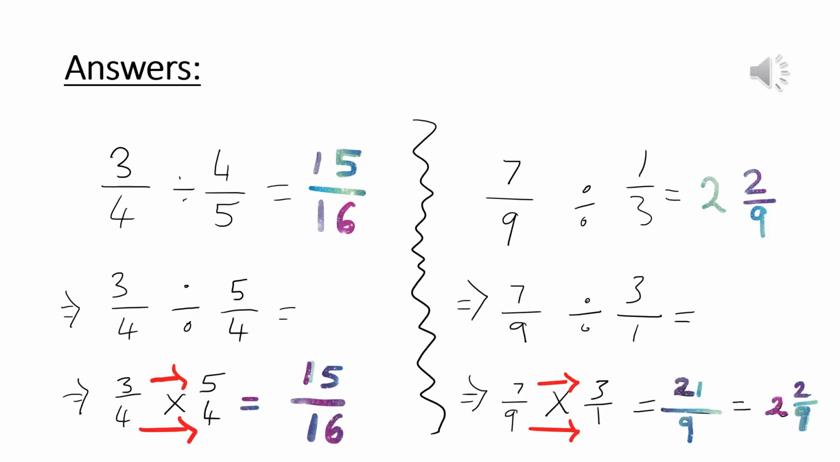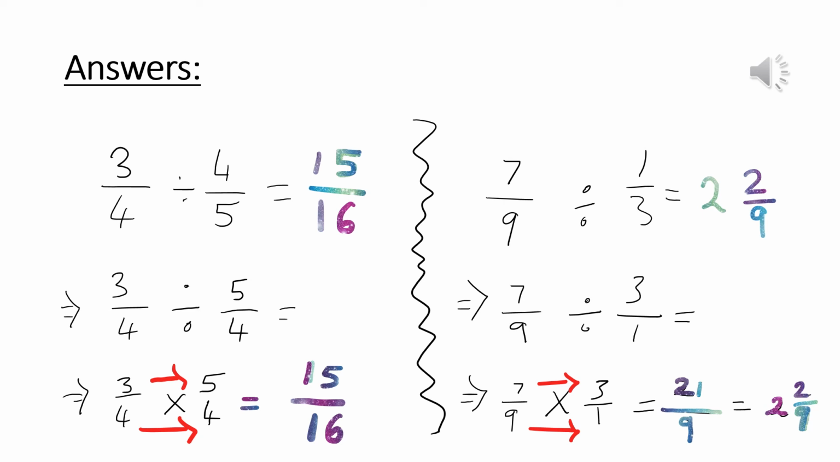So here we have the answers. If you don't want to look at the answers, press pause, rewind, close your eyes, do something. Now, I'm going to go through how to work these out. So we've got 3/4 divided by 4/5, and the answer was 15/16. Let's have a look at the process.